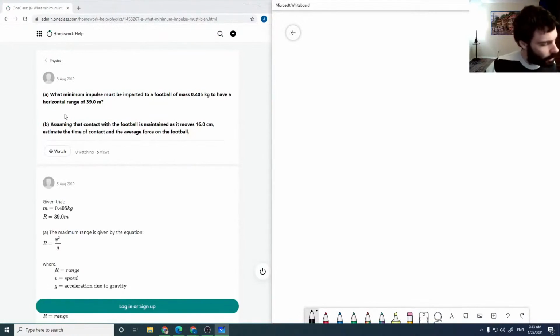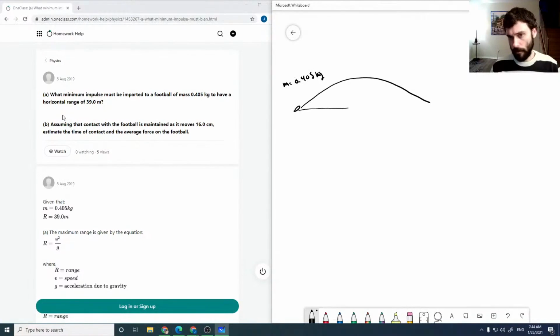Okay, so now we've got a football, and it's asked what minimum impulse must be imparted to a football of mass 0.405 kilograms to have a horizontal range of 39 meters. So we have to kick it such that it goes at some velocity and some angle to get out to 39 meters. And it asks what minimum impulse.